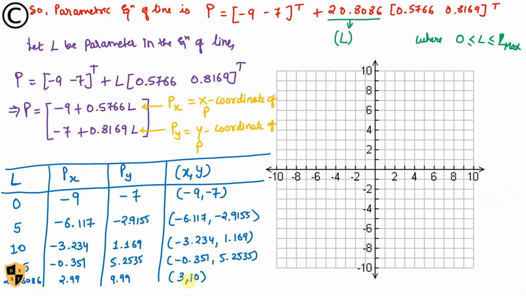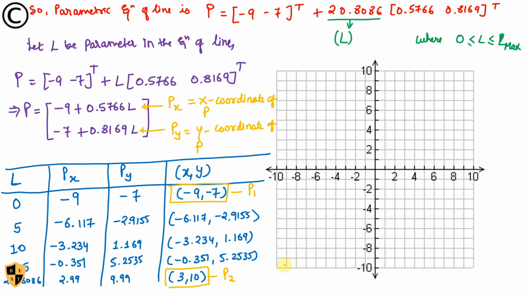Now as you can see, I have computed all the x and y coordinates for different lengths of the line ranging from 0 to 20.8086. So make sure in this your first point when L is 0 has to be your initial point, and when L is L max, the last point should be point P2. If this is like this, your calculation is correct. So now again what you will do, you will plot all these coordinates on the graph paper and you will get the line.